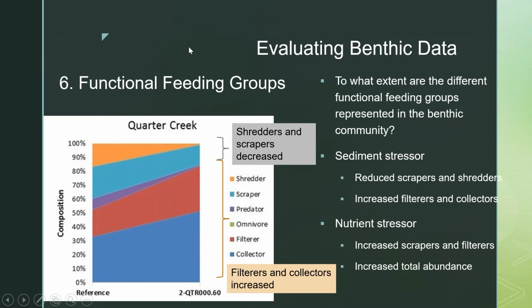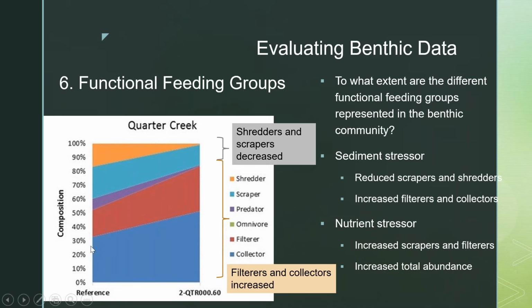And then functional feeding group. Again, Nesha showed us an example of this type of figure. It's a stacked area graph. I think it's really useful for looking at functional feeding groups. In this case, what we're looking at is on the left-hand side, a reference, and then on the right-hand side, our impaired site. And by using the stacked area graph, we can really see where there's changes in the feeding strategies of organisms. In this particular case, what we can see is this blue area are collectors.